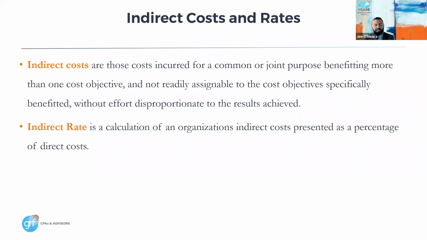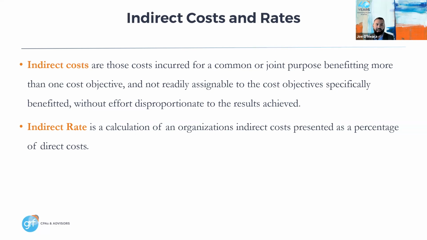Things such as the CEO or executive director's salary, accounting, finance function, IT, are a lot of times benefiting every project an organization does, but there's not a direct correlation to that specific project. It's not easy to allocate those costs on a fair and equitable basis to all of your projects. So what many organizations end up doing is putting all these indirect costs into a pool or a bucket of costs that are then allocated on a reasonable basis to all the projects that you work on.